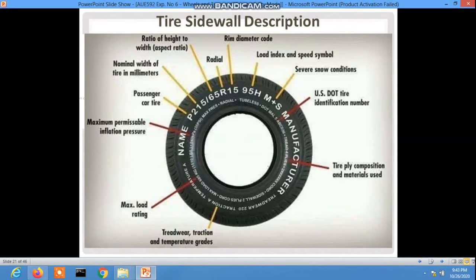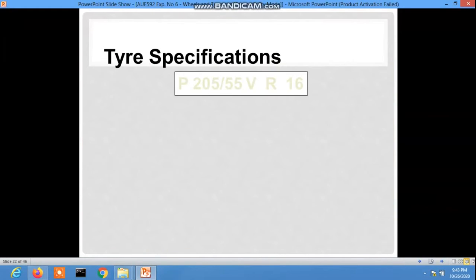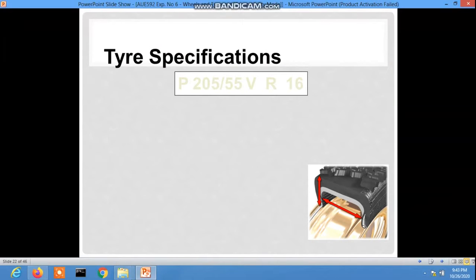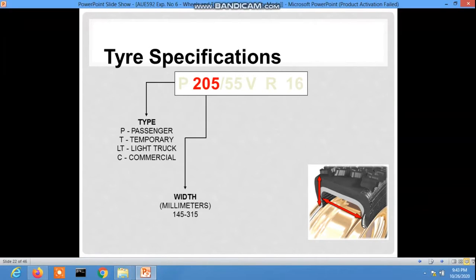Now tire specification, here also you can elaborately know the tire specification. Now the P is for the tire type, that is passenger or commercial. P for the passenger. 205, that is width. Now 55 is the aspect ratio, that means the height by width percent into 100%. That means 55, 60, 65, 70, etc. There are so many types of aspect ratio tires.